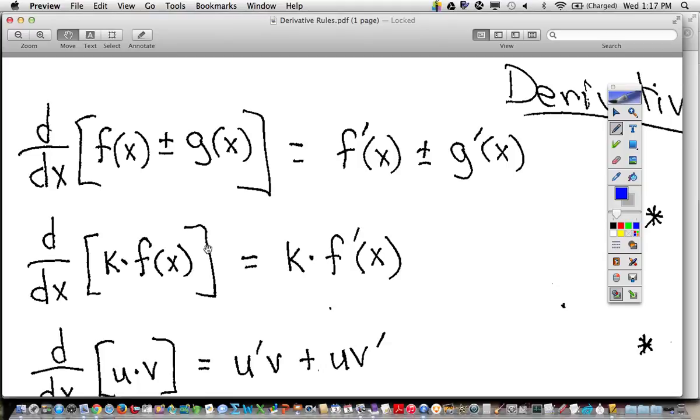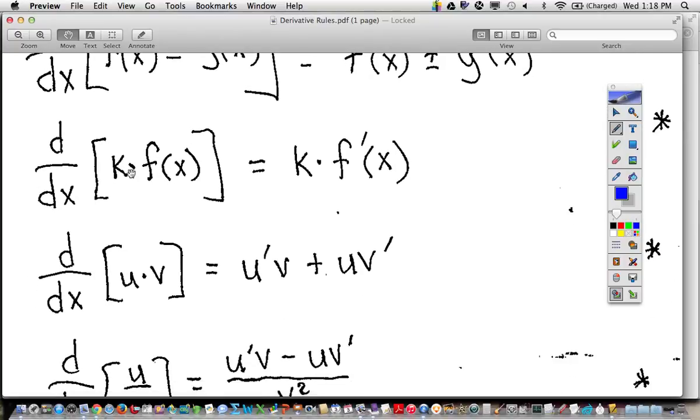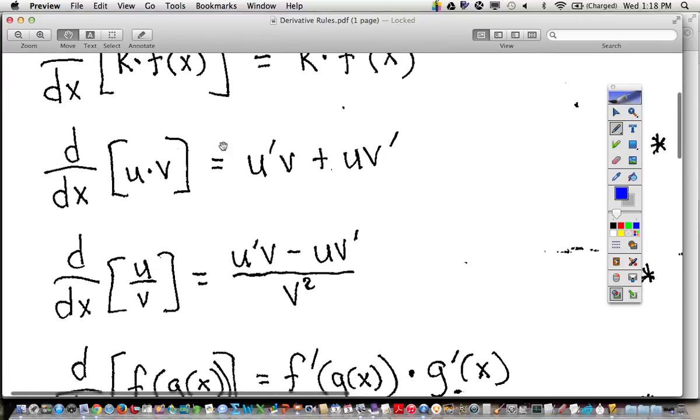So let me just run through them real quick. We talked about what happens if you add or subtract two functions. You just do the derivatives individually. If you have a number stuck on the outside of a function, it just hangs out there while you do the derivative. We've talked about the product and quotient rules the last couple of days.